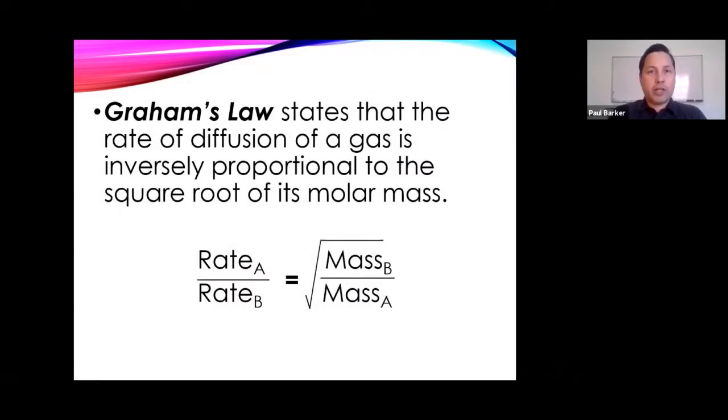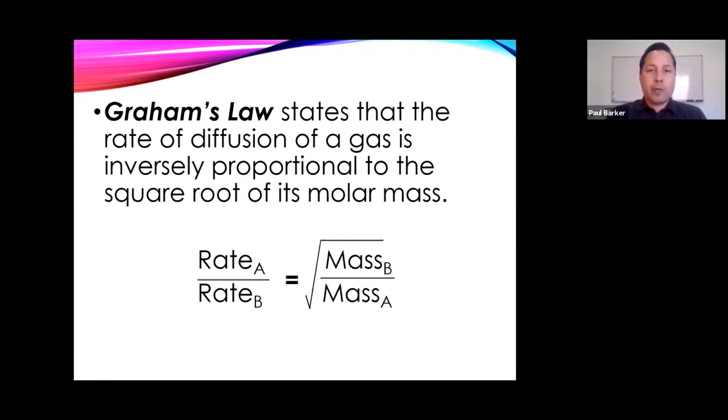Next, let's take a look at the formula for Graham's law. In the formula for Graham's law, right there at the bottom, you see that we have rate and mass, and they're equal to each other. Now, the formula states that the rate of diffusion of a gas is inversely proportional to the square root of its molar mass. What that means is that the heavier the molecule, the slower it's going to go. So that's an inversely proportional relationship, and vice versa. The lighter the molecule, the faster the molecule will travel.